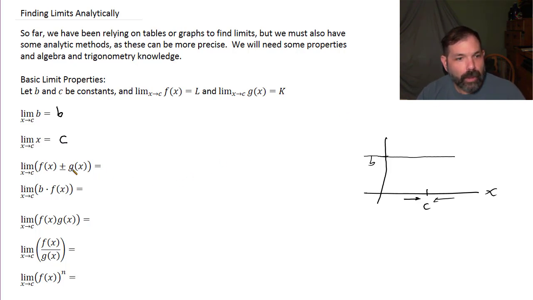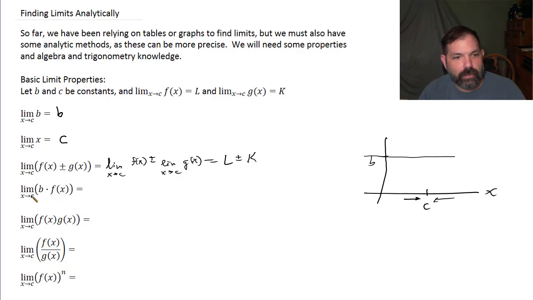All right, now, the limit with x approaching c of f of x plus or minus g of x. So if we have multiple things that are being added together inside the limit, what can we do with this? It turns out we can just break the limit up. This is the limit with x approaching c of f of x, plus or minus, depending on what we're given, the limit with x approaching c of g of x. And if we've defined those as L and K earlier, then this would be L plus or minus K.